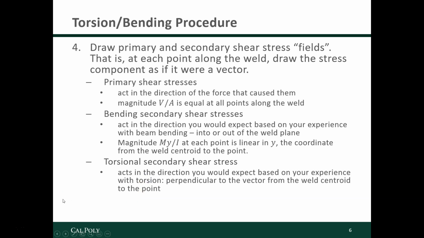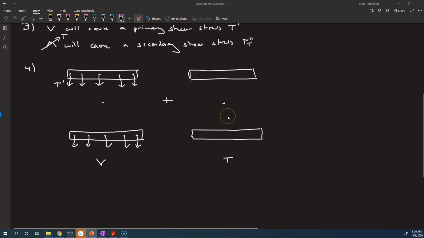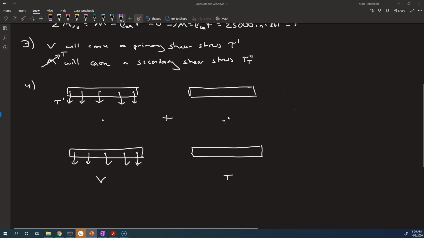They act in the direction that you'd expect based on your experience with torsion. It's perpendicular to the vector from the weld centroid to the point that we're studying. So we're studying all the points, and so we're just going to keep on drawing. So let's say we're studying this point. Then the radius from our centroid there. So this shear stress is going to act in a direction that's perpendicular to this radius between the point that we're analyzing right now and the centroid.